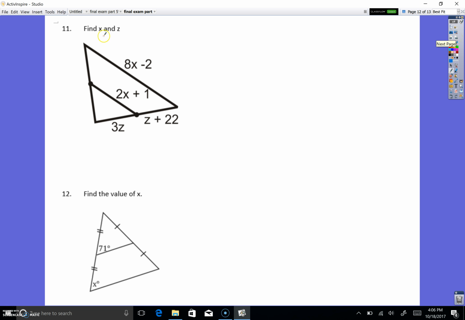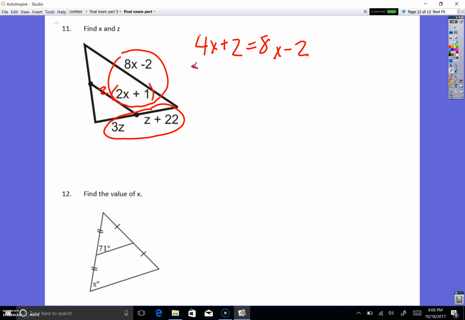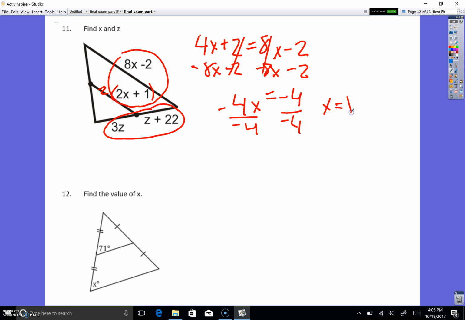Okay. X and Z. You use 2 different problems here. Okay. Again, I multiplied the mid-segment by 2. So that'll be 4x plus 2 is equal to 8x minus 2. Minus 8x, minus 2. Minus 8x, minus 2. These 2 should cancel. Negative 4x is equal to negative 4. Divide by negative 4. And x should equal 1.